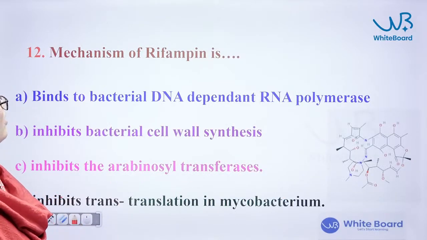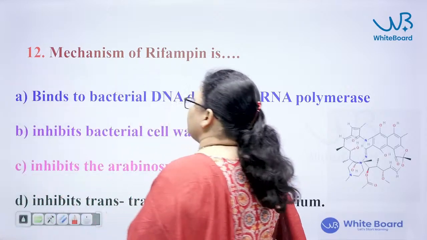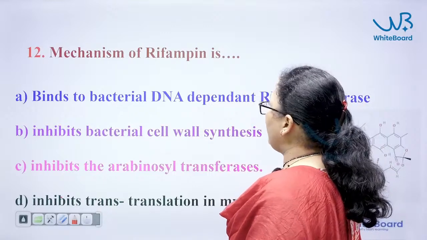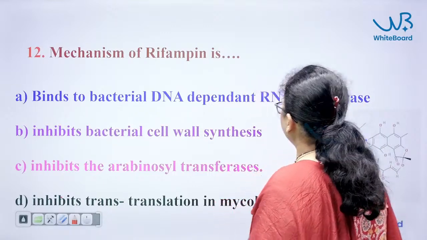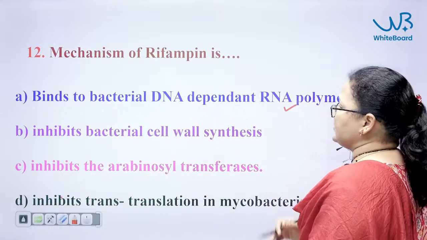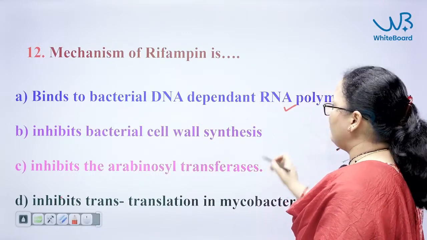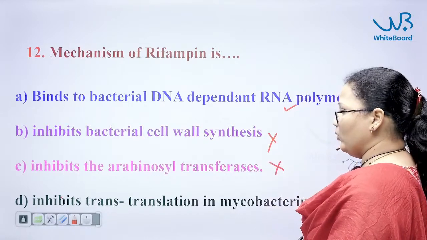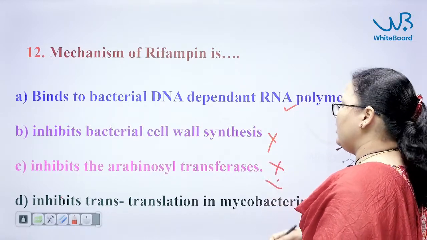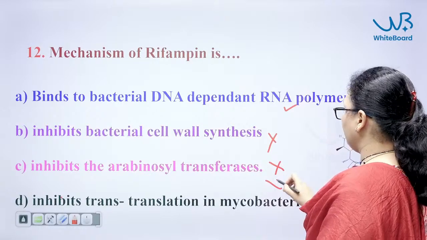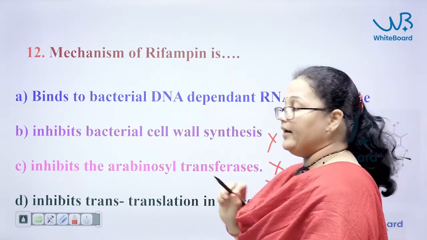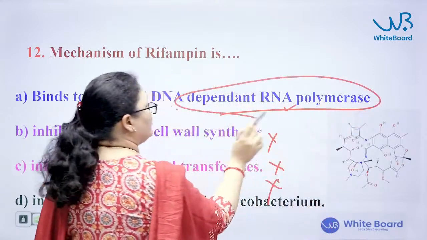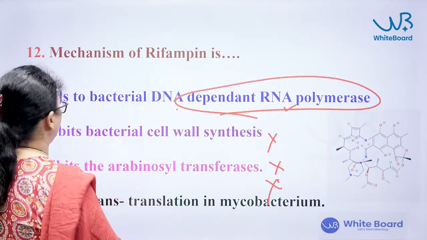Next, mechanism of rifampin. So, what is the mechanism? How will it exert its therapeutic action? First one, it binds to the bacterial DNA dependent RNA polymerase. Yes. It inhibits bacterial cell wall synthesis? No. It inhibits the arabinosyl transferase enzyme? No. It inhibits translation in Mycobacterium? No. So, the correct answer is A. It binds to the DNA dependent RNA polymerase. It will act on this enzyme and inhibit it.